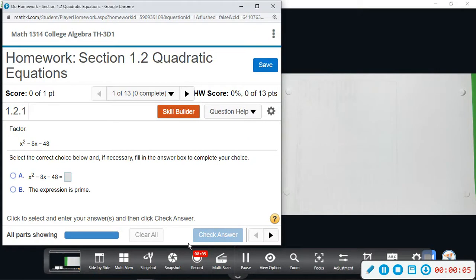All right, so this is section 1.2. We're going to be solving quadratic equations. So generally a quadratic equation has an x squared term, so your highest exponent, your highest degree, is a 2. So this is the second power.